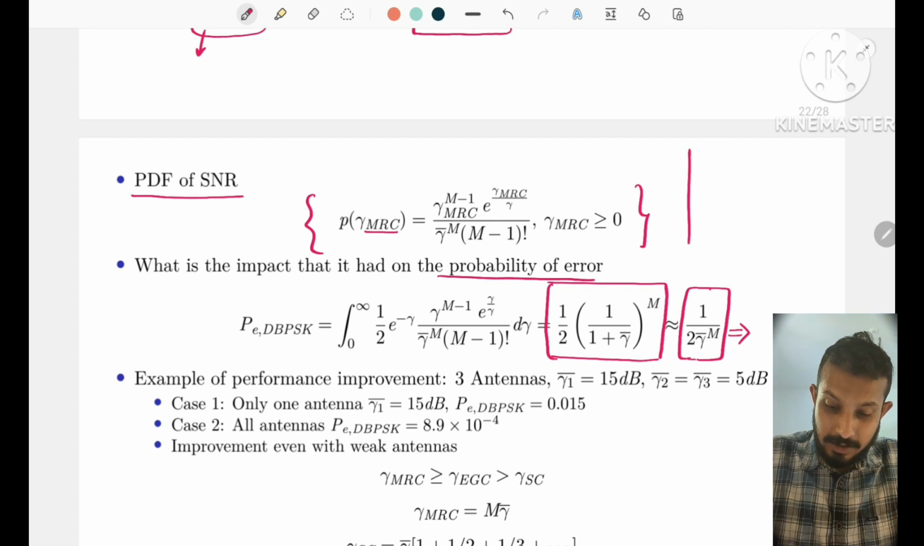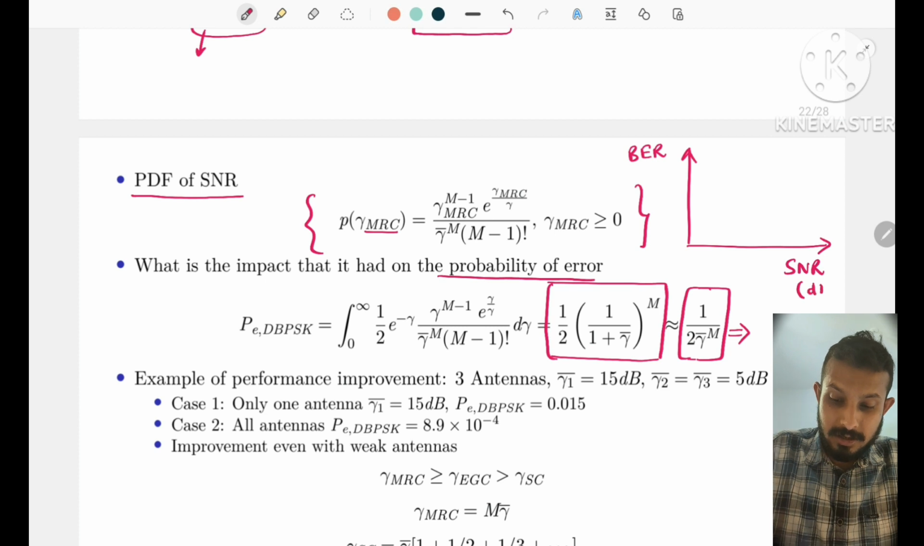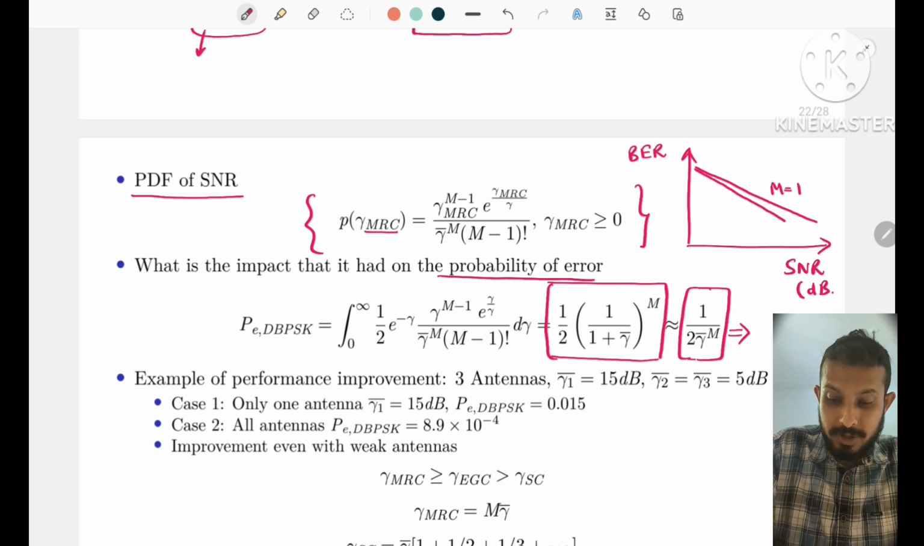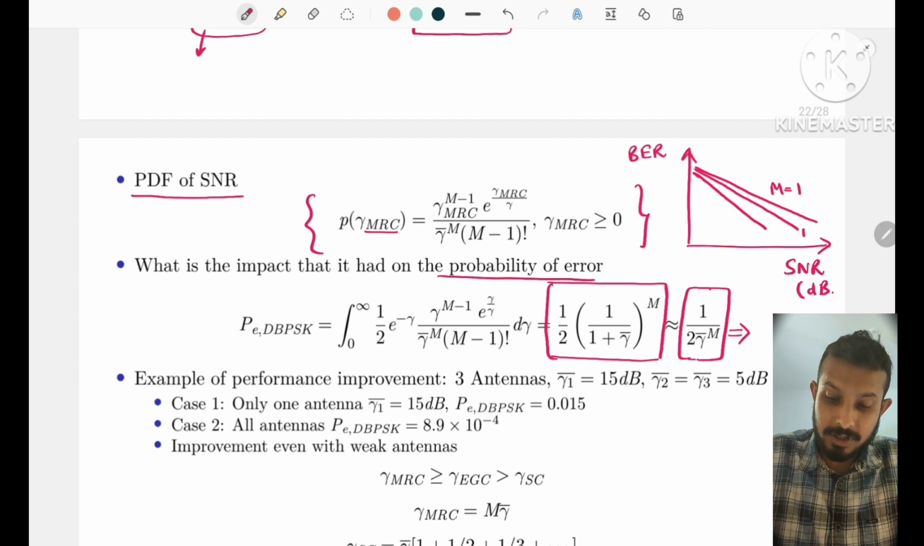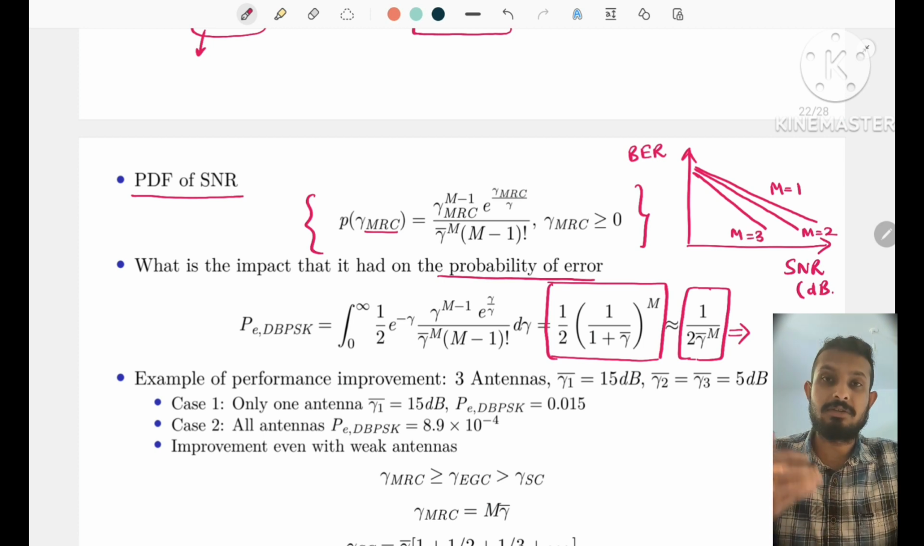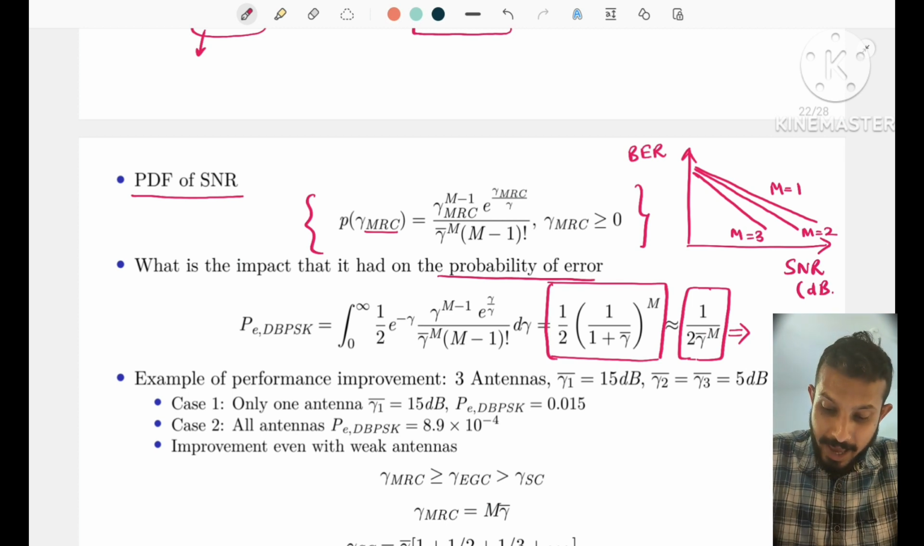So for a BER plot versus SNR in dB, if this is for m equal to 1, the moment we add another antenna, the slope changes. The curve has shifted to the left. So this is for m equal to 2 and this is m equal to 3. As we increase m, it changes the slope of the BER plot, and this m here is called the diversity order.